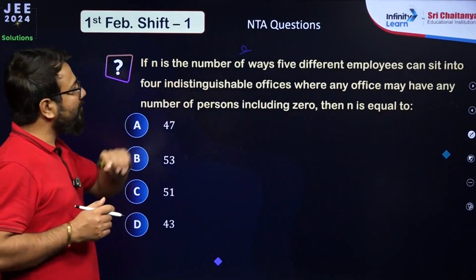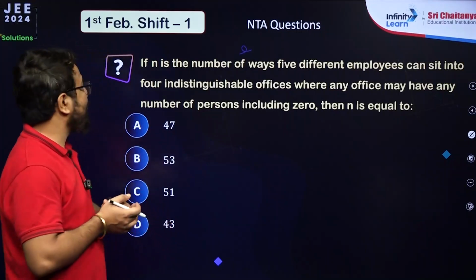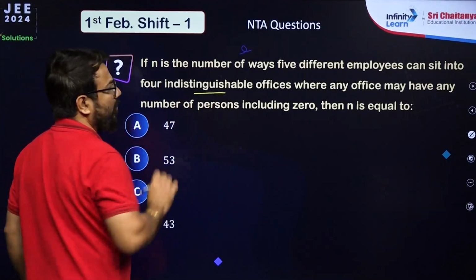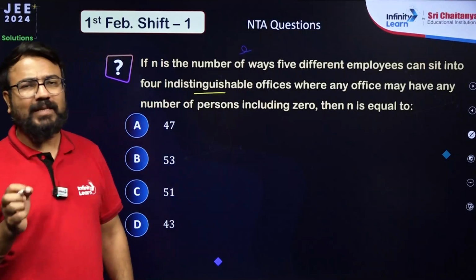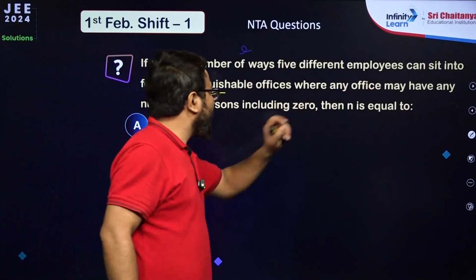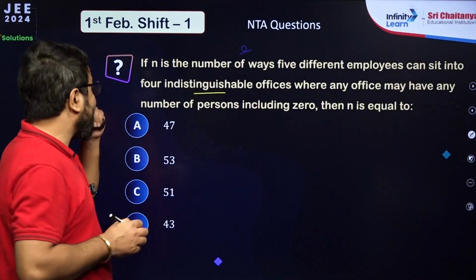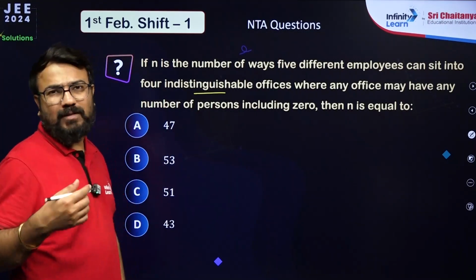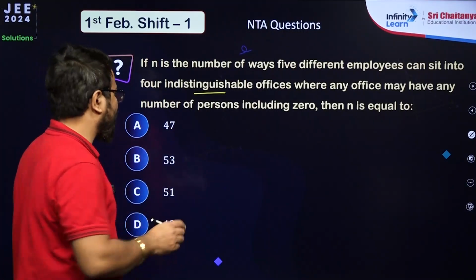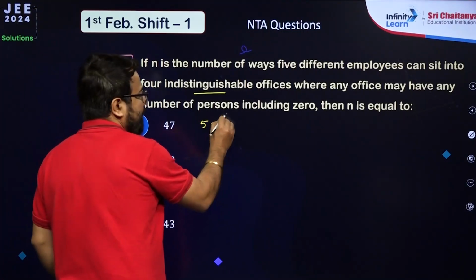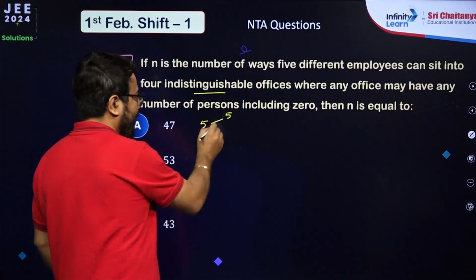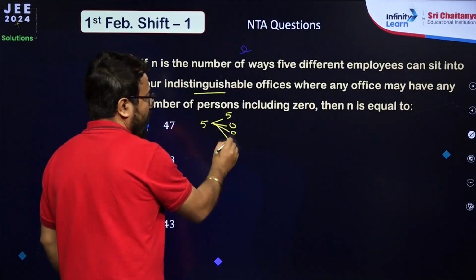So if n is the number of ways in which 5 different employees can sit into 4 indistinguishable offices. Indistinguishable means identical offices, where any office may have any number of persons including 0. Then n will be equal to what? That means 5 need to be separated into groups. Okay. So the very first possibility is the first group is having 5 and the remaining 3 are having 0.